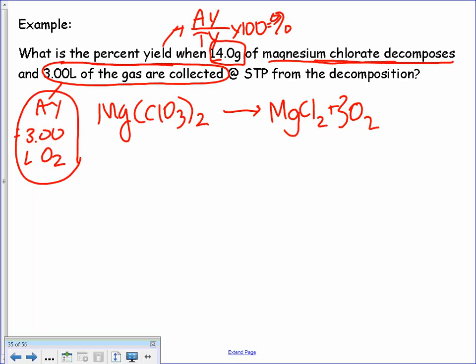So that's something that we know is going to go in our numerator when we get there. So what's really our question still? If we know the actual yield, we're good there. What else do we need? Theoretical yield. Okay, at STP from the decomposition. We know STP is important because it's going to give us that chance to do the conversion with what? Volume, right, 22.4 liters. Okay, so that's going to be good for us. So like Evan said, 14 grams of magnesium chlorate is going to give us a start to get to theoretical yield.